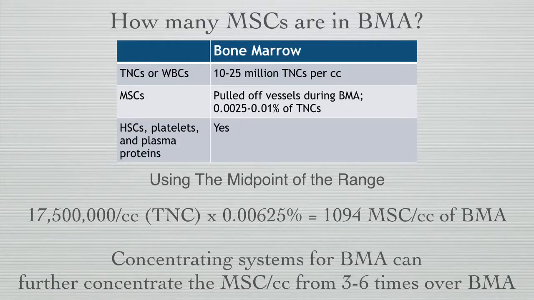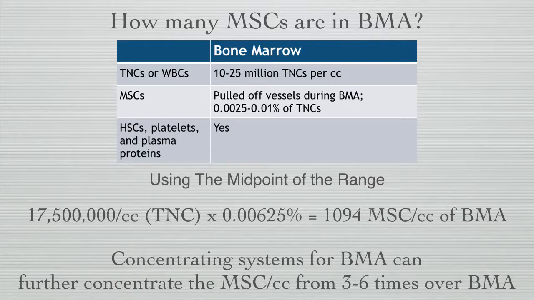One of the questions I commonly get is how many stem cells are in bone marrow aspirate? Well, in terms of total nucleated cells, there's 10 to 25 million total nucleated cells per cc. The mesenchymal stem cells are aspirated off of vessels and from the marrow environment during an aspiration, and they range from 0.0025 to 0.01% of the total nucleated cell count. There are other types of cells and items in the marrow cavity and in the marrow spaces, and these include hematopoietic stem cells, platelets, and plasma proteins.